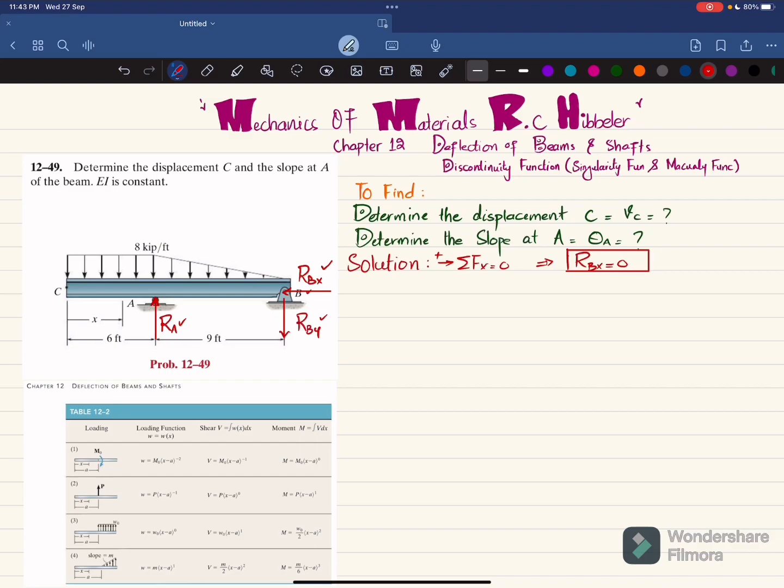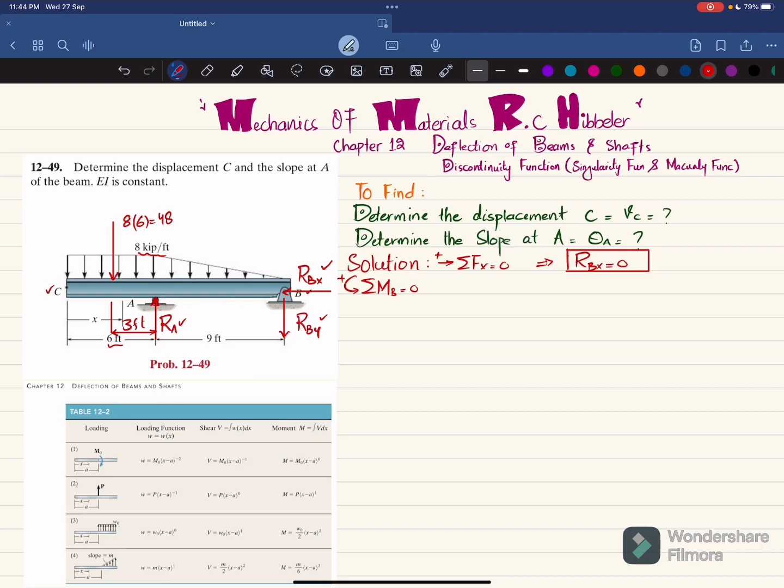Now we will find this RA and RBY by using another equation of equilibrium, that is sum of all moments about point B is equal to 0, taking the counterclockwise moment as positive. Before doing this, you can see there is a uniformly distributed load from A to C. So when this is converted into a point load, you have to multiply this distributed load of 8 kips per feet with the length which is 6, and this will be equal to 48, and this will act at a distance of half of the 6 feet. So it means that this distance is 3 feet.